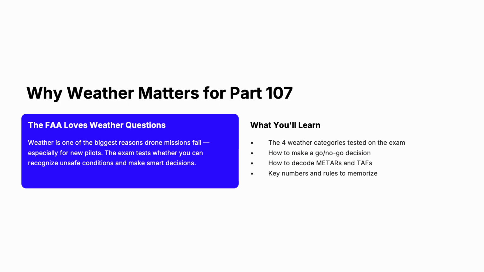Let's start with why this topic gets so much attention. Weather is one of the biggest reasons drone missions actually fail in the real world, especially for new pilots who underestimate it. And the FAA knows this, which is exactly why the exam tests whether you can recognize unsafe conditions and make a smart go or no go decision. Here's what we're covering in this lesson: the 4 weather categories tested on the exam, how to walk through a go/no go decision, how to decode METARs and TAFs, and the key numbers and rules you need to have memorized cold before test day.